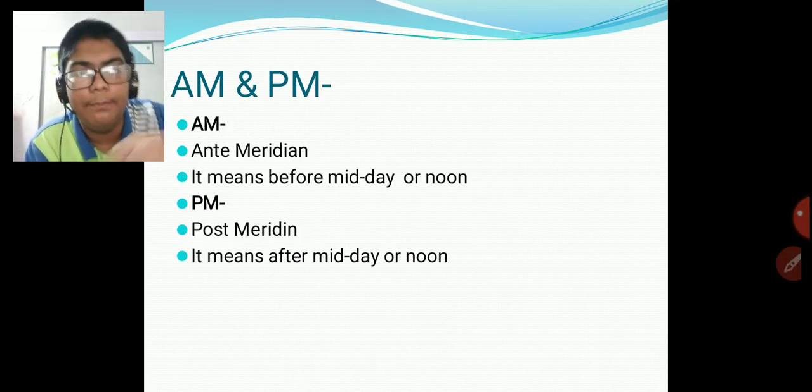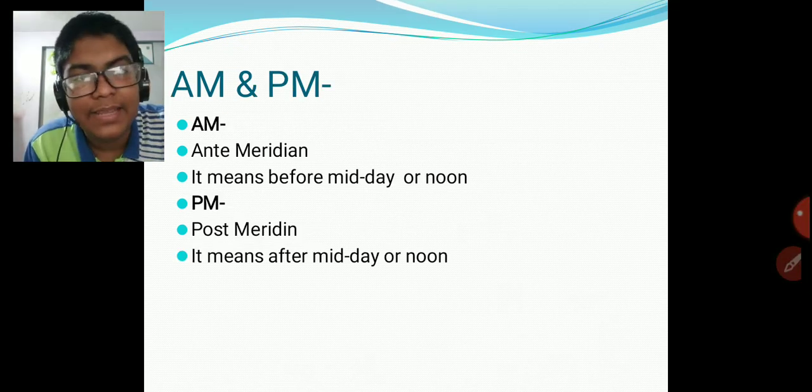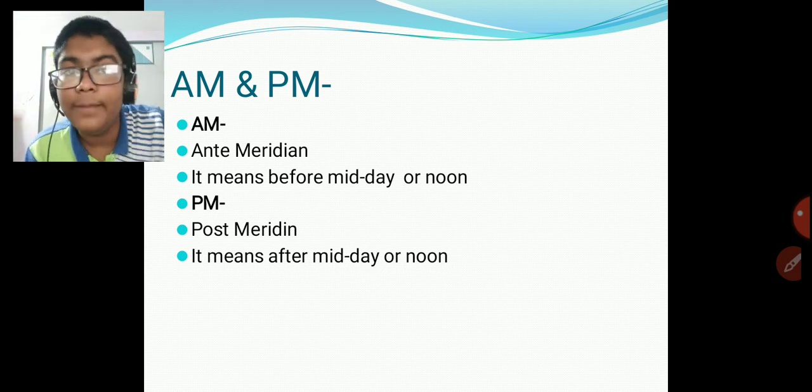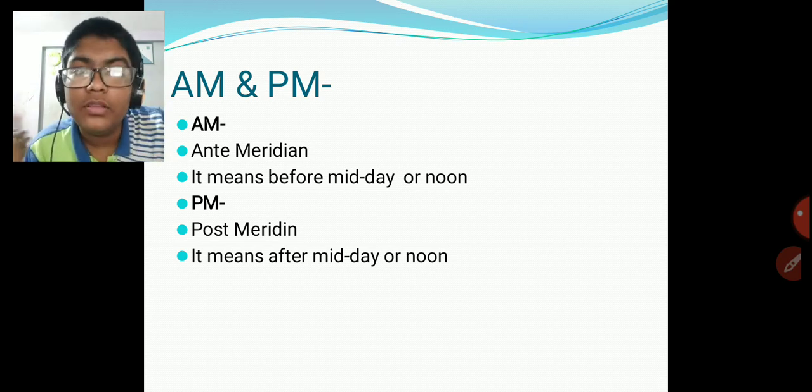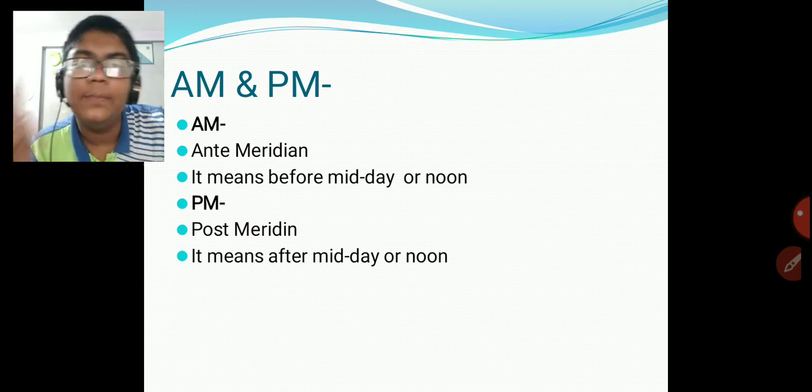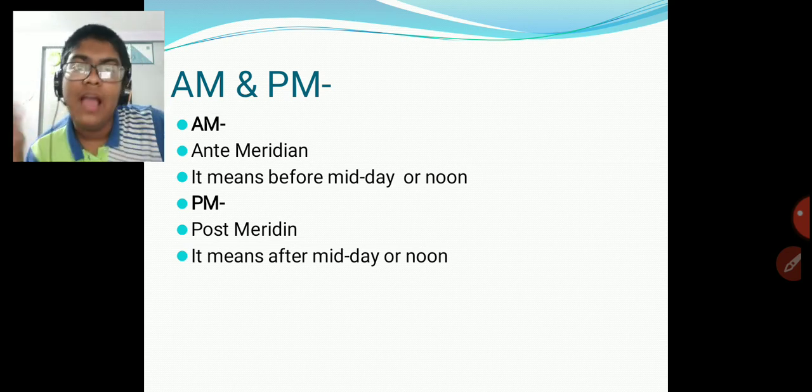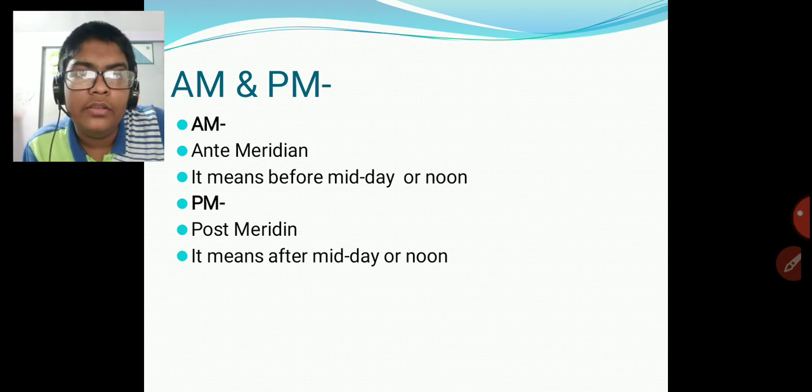AM and PM. AM is ante-meridian. It is before the midday or noon, before the sun comes overhead, which is midday. And next is PM, that is post-meridian, which is after the midday or the noon.